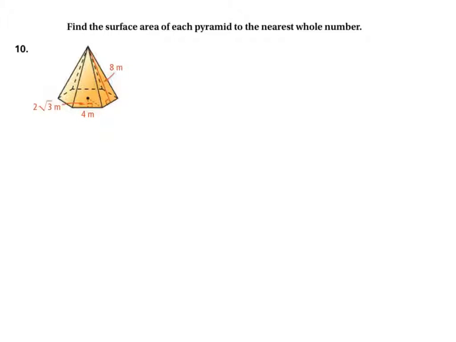Okay, finding the surface area for this pyramid. We still have the same formula for the lateral area. Lateral area is going to be equal to 1/2 the perimeter times the slant height. And we also need the area of the base, which in this case will be 1/2 the apothem times the perimeter. Then we'll add those together.